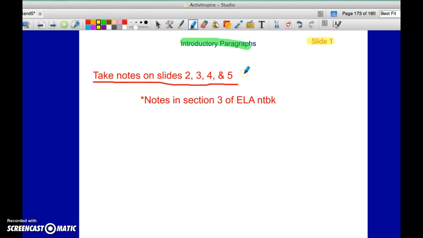So right now, why don't you pause and make sure that you have all of the supplies that you need. Your ELA notebook, open to section 1. And why don't you title this piece Introductory Paragraphs, and even write down that you need to take notes on slide 2, 3, 4, and 5. Pause this video when you're ready to move on.